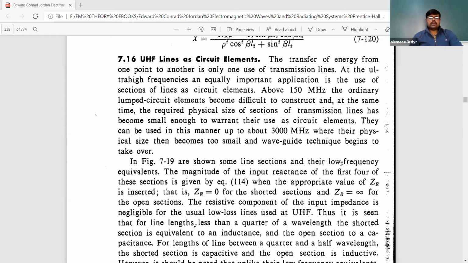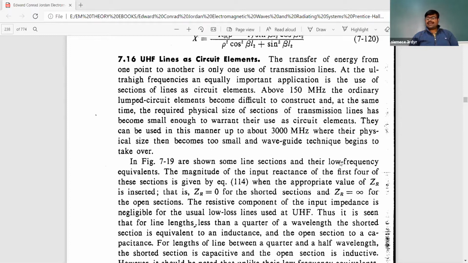They can be used in this manner up to about 3000 megahertz, where the physical size then becomes too small, and waveguide begins to take over.